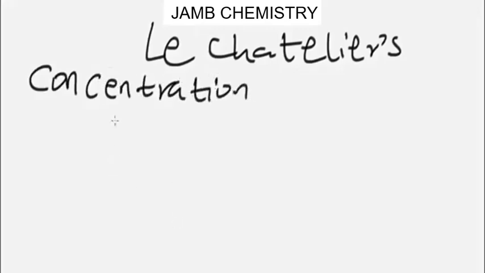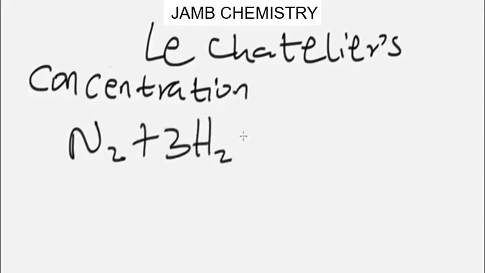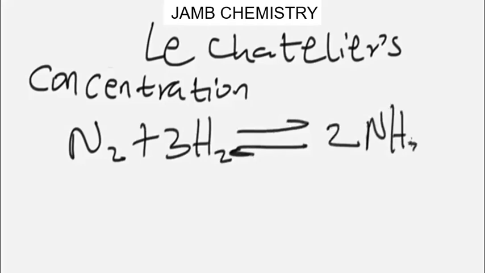For the effects of concentration, we are still going to make use of this reaction. A nitrogen molecule reacts with 3 moles of hydrogen molecule to give 2 moles of ammonia. Now, for effects of concentration, note that if you increase the concentration of the reactants, the system will try to decrease it by making more products, whereas if you decrease the concentration of the products, the system will try to increase it again by reducing the amount of reactants. So that's the effect of concentration on an equilibrium system.